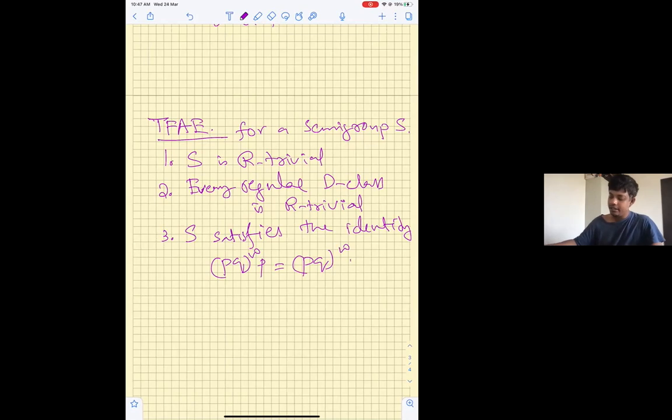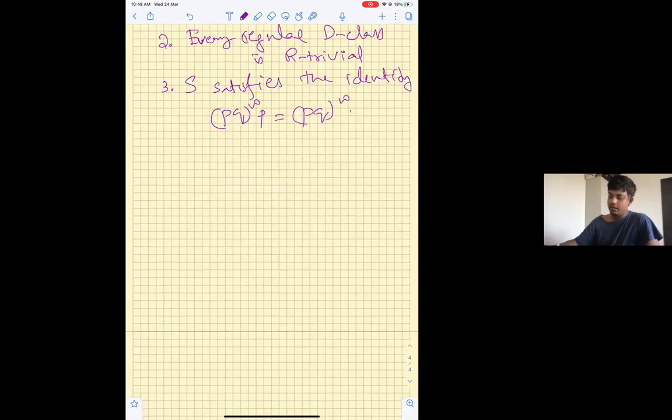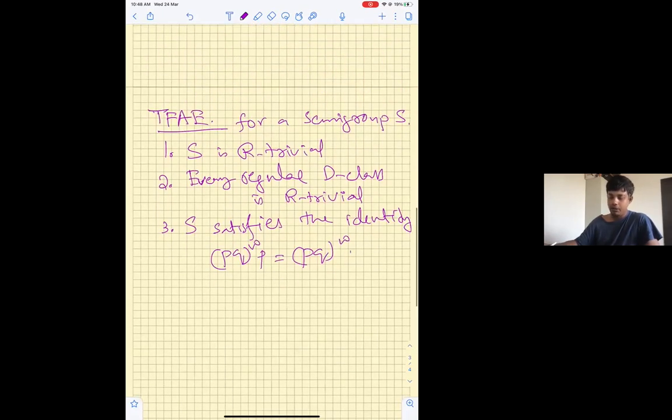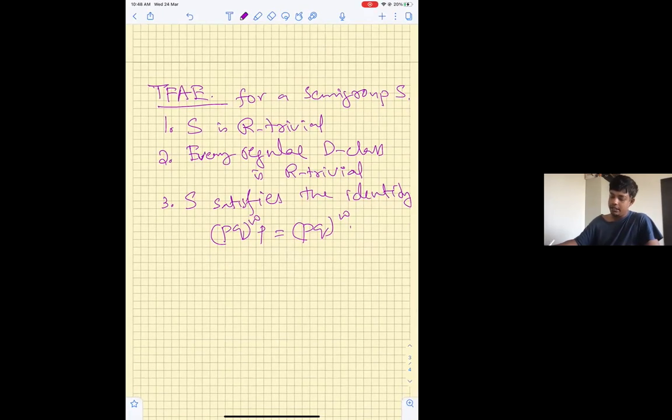So what do you mean by identity? You take any semigroup. What do I mean by satisfying an identity? I have an equation like this: PQ power omega times P is equal to PQ power omega. What I do is that I take a semigroup S, and P and Q can be assigned any element of the semigroup, and omega power is the unique idempotent power of that element, and then for any assignment, the left hand side should be equal to right hand side.